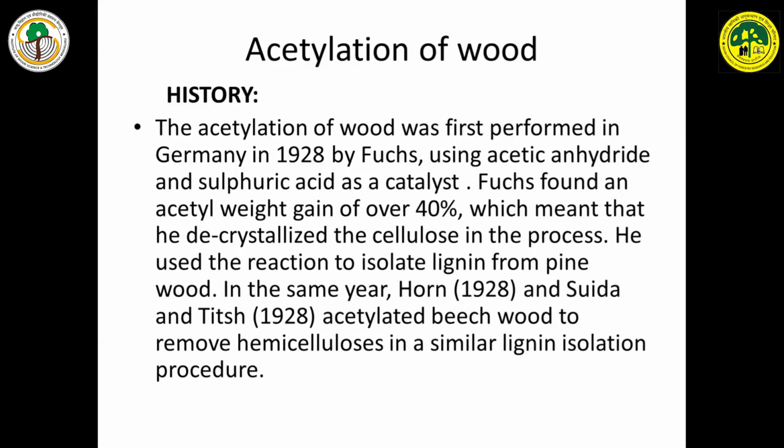If you look at the history, the acetylation of wood was first performed by Fox in 1928 using acetic anhydride and sulfuric acid as the catalyst. In this process, a weight gain of 40% compared to the raw material was observed. In acetylation the acetyl group percentage increases by replacing hydrogen atoms. The molecular weight of hydrogen is only 1, but the acetyl group has more weight, so a weight gain of 40% is observed.